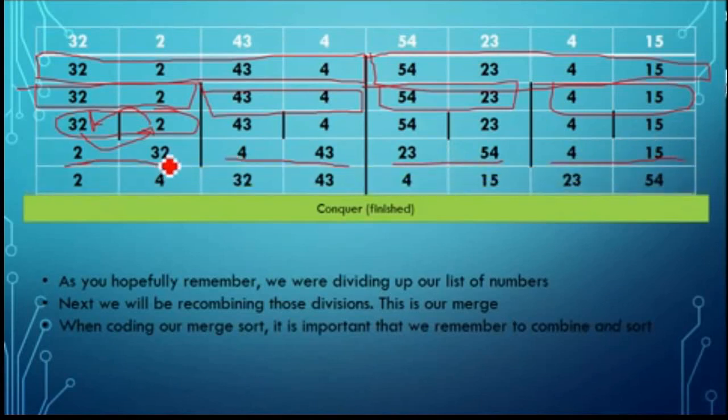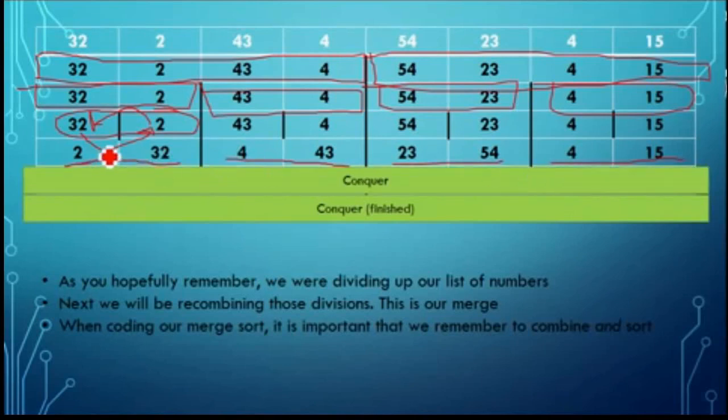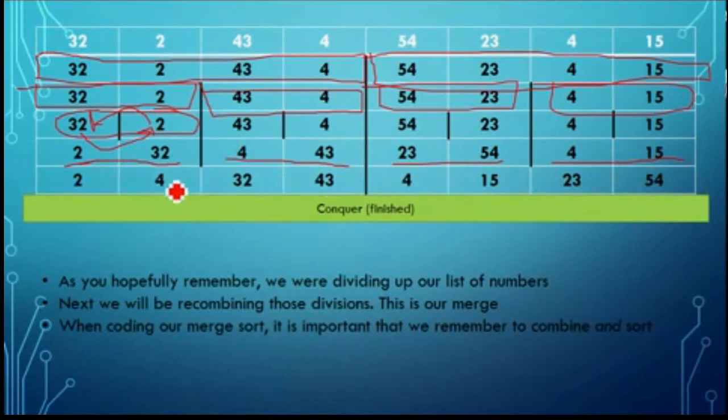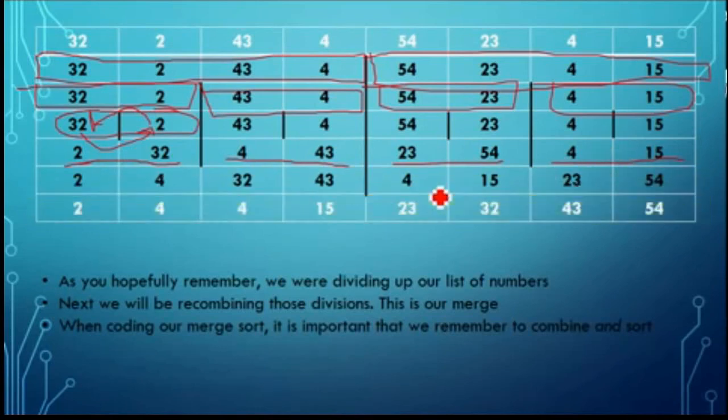Next, it'll merge these two together. It'll go ahead and sort those, probably with insertion sort. Does an insertion sort on these two. These two, these two, these two. Does a sort on these 4 and these 4. And does a sort on the full 8.